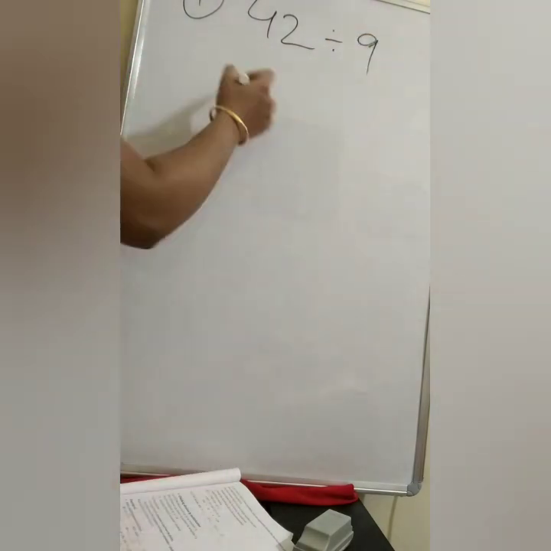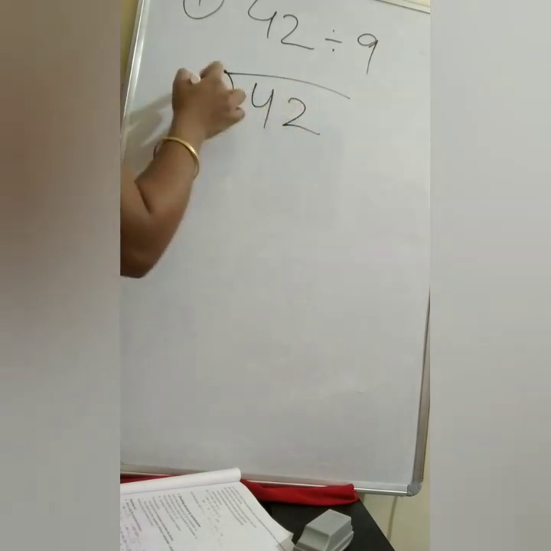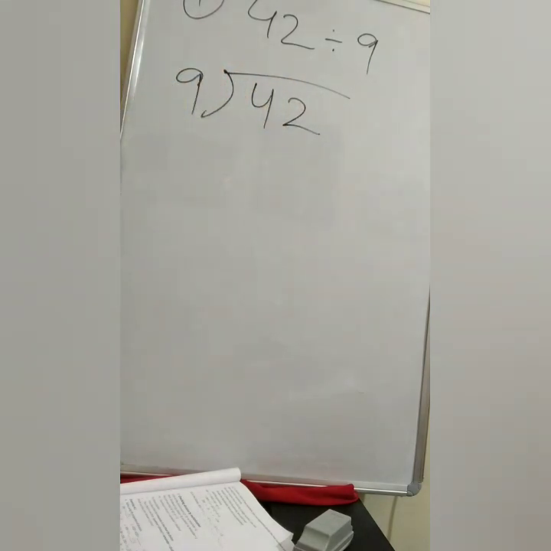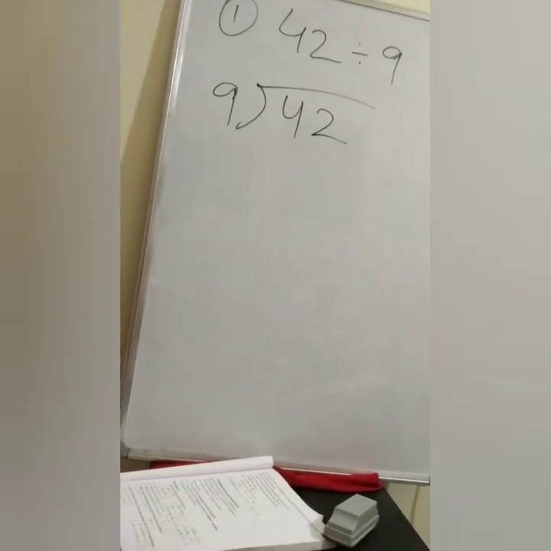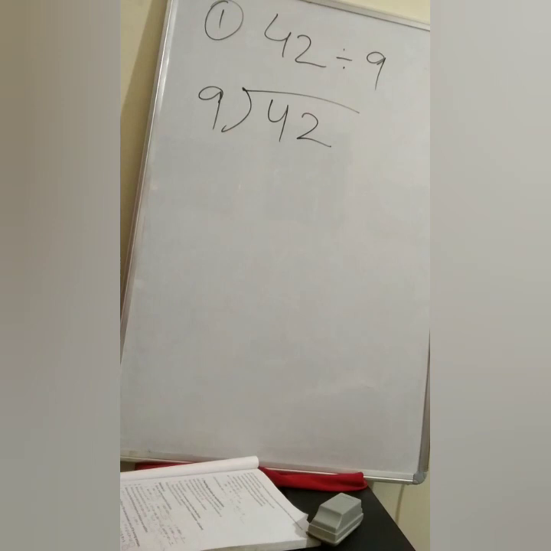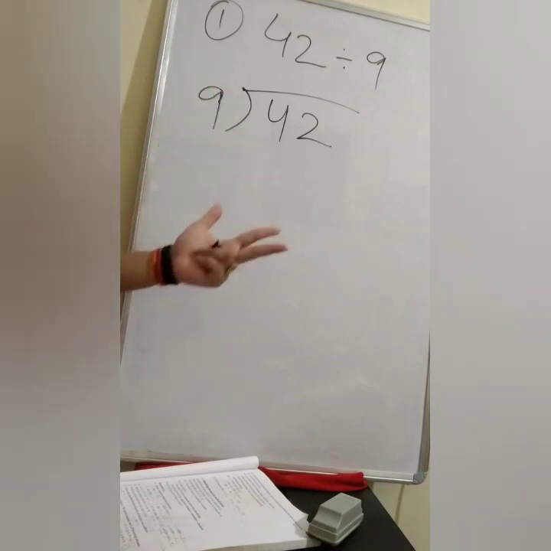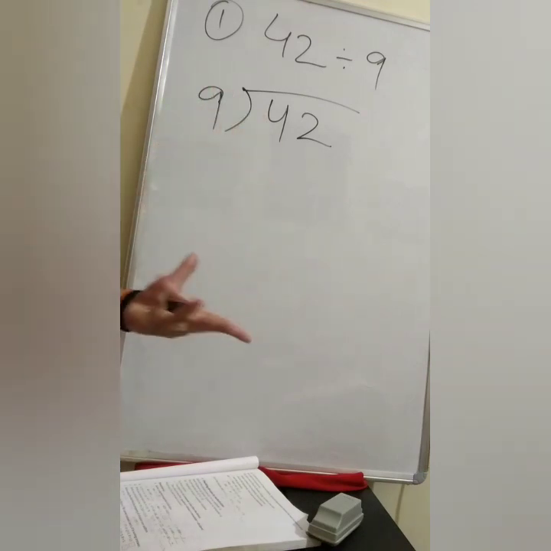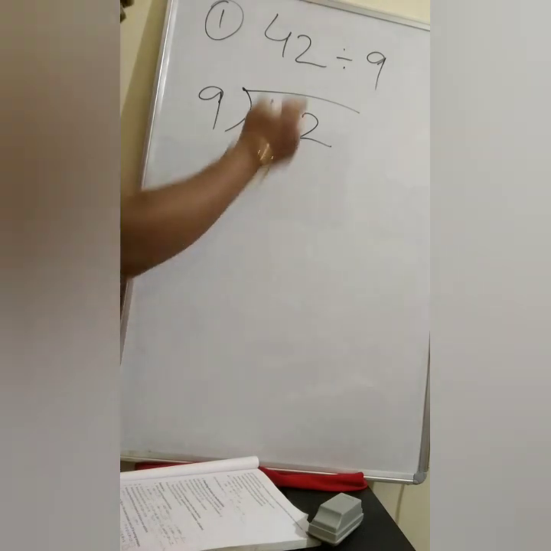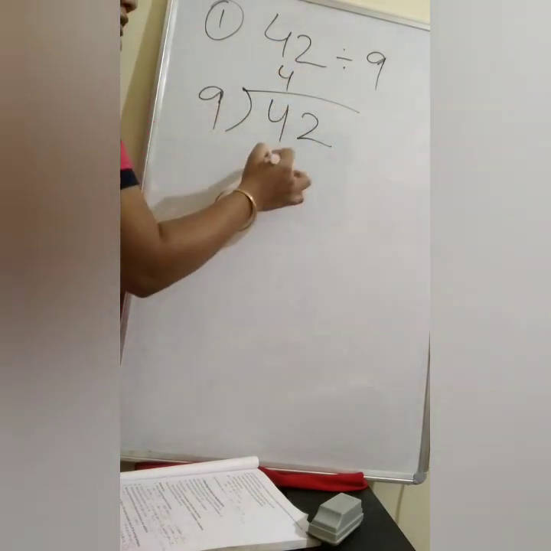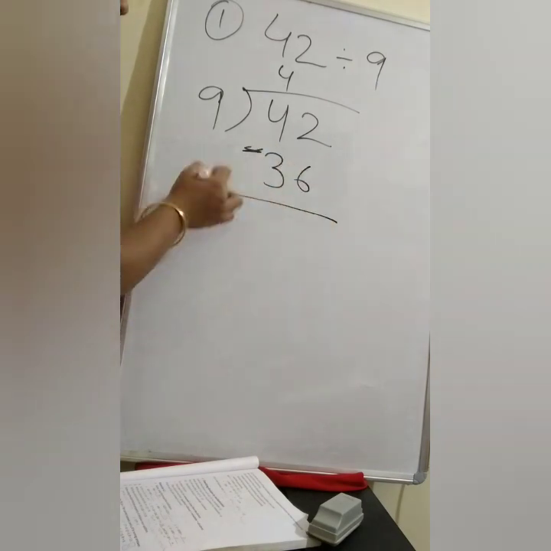Okay, so if I solve this, 42 divided by 9, for division, children, you should know your tables, you should know how to multiply everything. Now see here, it's 42 and 9. 9's table, come on. 9 ones are 9, 9 twos are 18, 9 threes are 27, 9 fours are 36, and 9 fives are 45. Now see, 42. 45 is going far. That means you have to take one number before. That is 4 nines are 36.